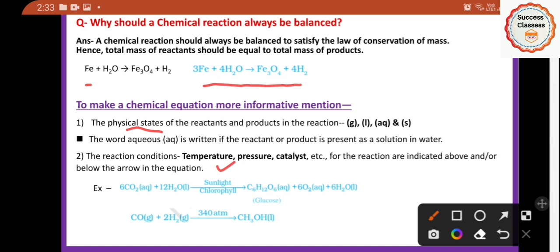For example, 6 carbon dioxide which is in aqueous form plus 12 H2O which is in liquid form, in presence of sunlight and chlorophyll, form glucose C6H12O6 in aqueous form plus 6O2 in aqueous plus 6H2O in liquid form. Because these all are absorbed by the plants, so they are in aqueous or liquid form. Next is carbon monoxide, in gaseous form, plus hydrogen in gaseous form in presence of 340 atmospheric pressure. It will form methyl alcohol in liquid form.